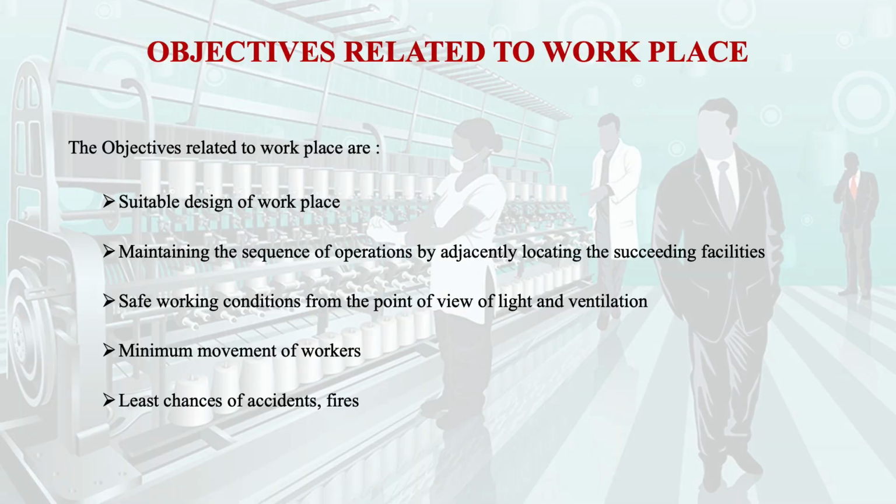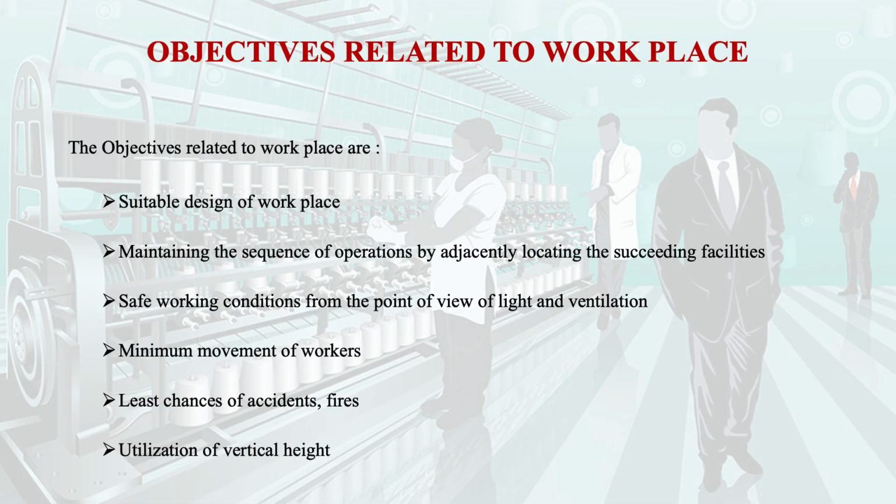We should plan our facility in such a way that there is no excess movement of the worker. Then, least chances of accident or fire. We should avoid such facilities, and we should arrange the facilities so that the chances of accident or fire are minimized. Another very important point is utilization of vertical height. That means if we are utilizing the X direction and the Y direction, then our facility should also utilize the vertical height, so that we may keep an almirah, we should keep using the height also.